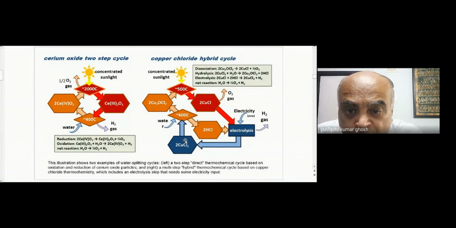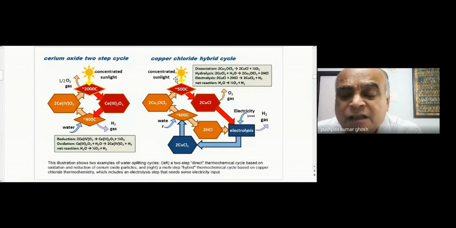Okay, so you can start from here. It's reacting with water, forming HCl and this compound. This compound is being heated to liberate O2 and form CuCl. Then this CuCl and HCl is undergoing electrolysis to get back CuCl2 and to get H2 gas. The advantage is that now you are able to use relatively more available concentrated sunlight, reaching a temperature of 500 degrees centigrade is not a problem, so you can do that.